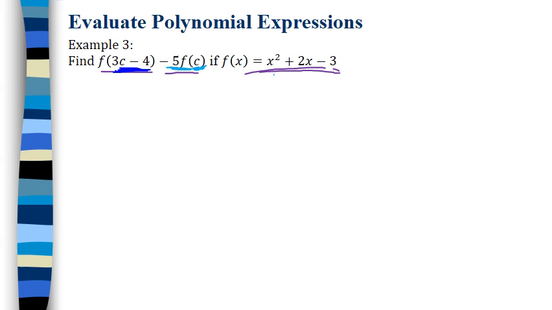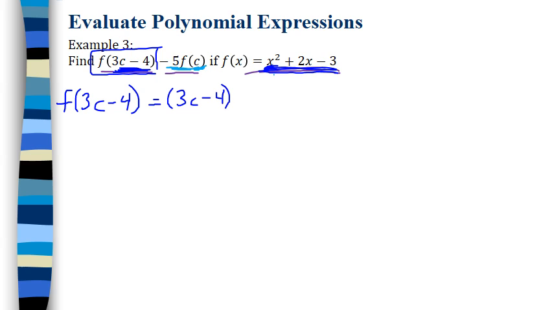So it might be easier if we take this one step at a time. So let's look at f of 3c minus 4. So just like we did above, we put 2 in for t. Here we're going to put 3c minus 4 in for x. So if I look at this equation, this says take your input and square it. So I'm going to take 3c minus 4, and I'm going to square it. Then this says take your input and multiply it by 2. So 2 times 3c minus 4, and then minus 3.